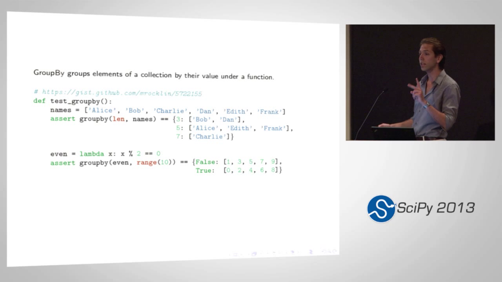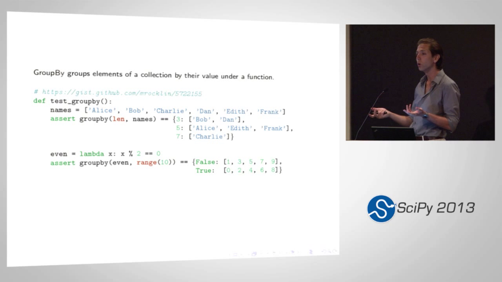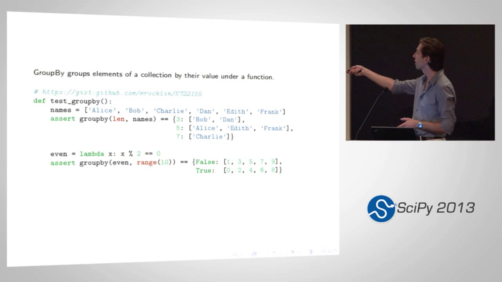Group by takes 2 things. The first thing is a function. It's kind of weird. It's kind of like map or filter. And the second thing is a collection. So you have a collection of names. Alice, Bob, Charlie, Dan, all of our old friends. I have a function, length.